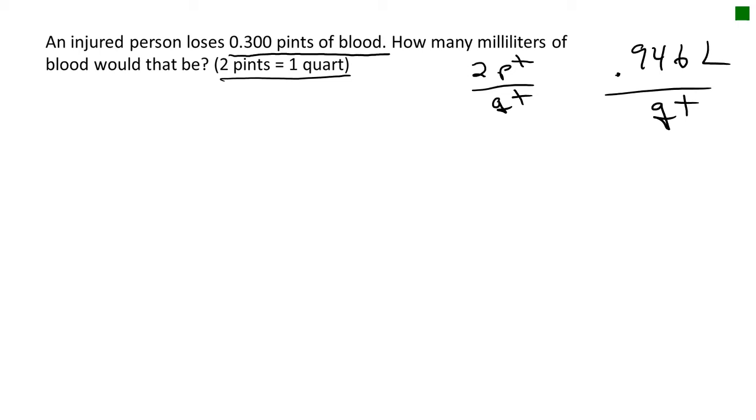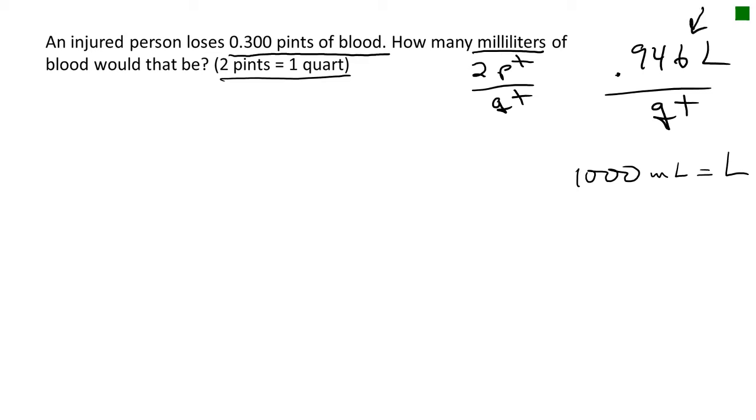And we also know about mils. So we need to always remember our metric prefixes. We know that there are 1,000 milliliters per liter. So now we have 3 conversions that we need. We know we need these 3 because we've got mils at the end.